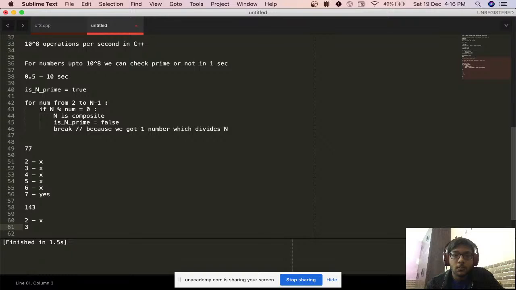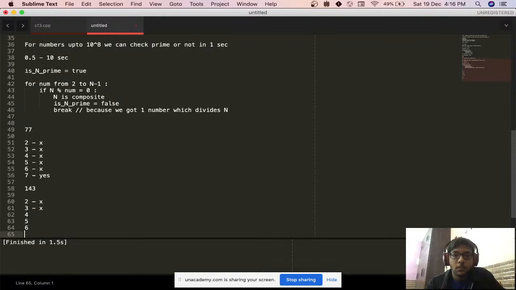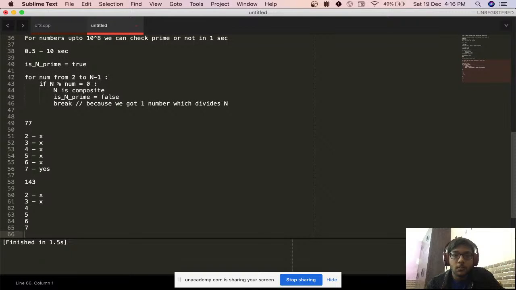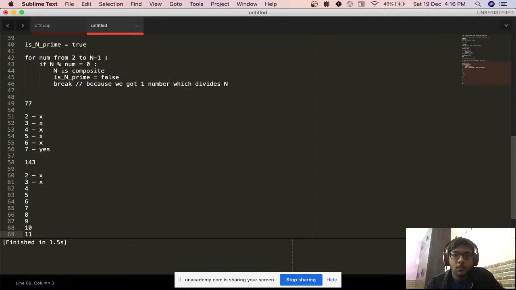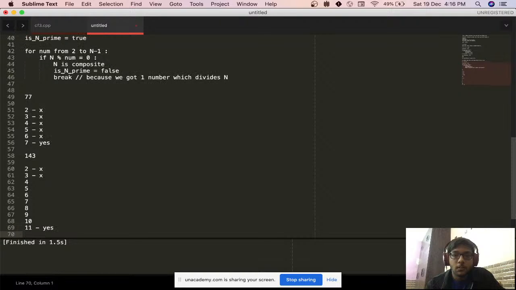We divide by 3, is it divisible? No, not divisible. Divide by 4, not divisible, I think, yeah. 5 not divisible, 6 not divisible, 7, is it? No, not. 8's not. 9, no. 10, no. 11, yeah, it's divisible by 11. Yes, it's divisible by 11.